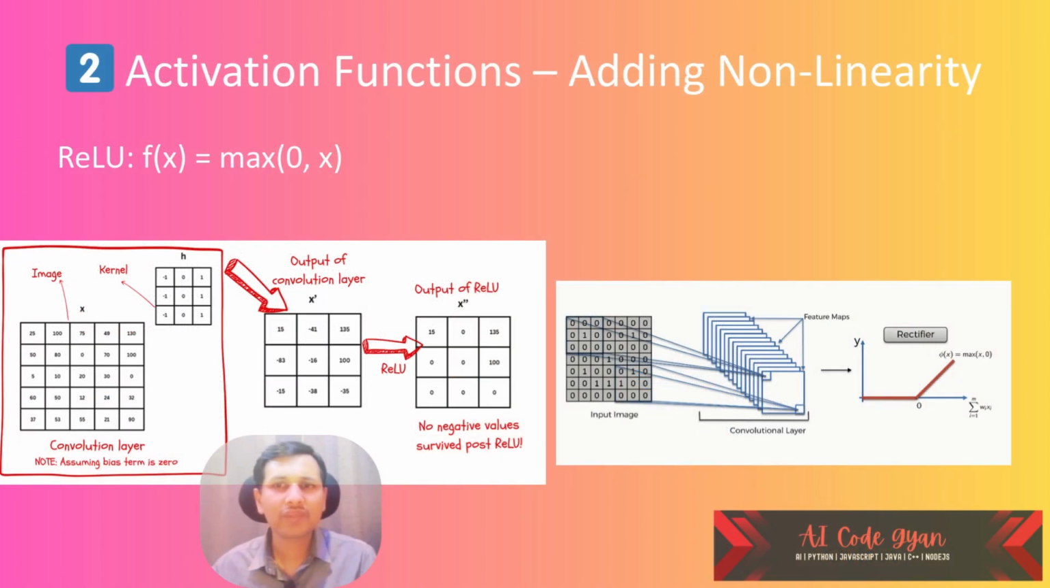Let us go to the next step, activation functions. When we talk about activation functions, we mostly use the rectified linear unit, that is ReLU, max of 0 and x. You can see from this matrix example how the output of the convolution layer is processed through ReLU, which will rectify the negative output. So now we don't have any negative output, as we can see from this image when the input images went through it.